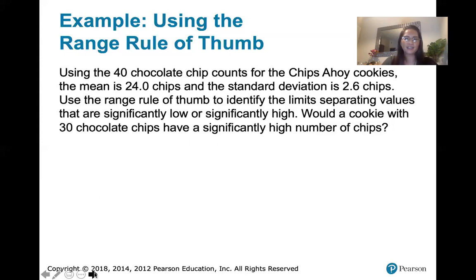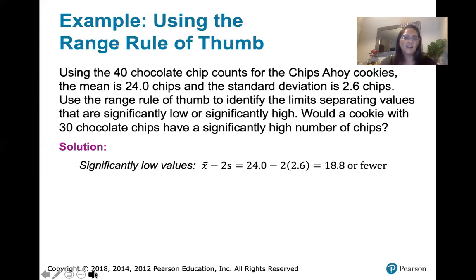This is pretty easy to calculate. We just need to look at the mean plus 2 standard deviations and the mean minus 2 standard deviations. So to get the significantly low values, we calculate the mean minus 2 standard deviations. The mean was 24 chips, and we're subtracting 2 times that 2.6 chips, our standard deviation. So that is 18.8 chips. So chocolate chip cookies that have a significantly low number of chips have 18.8 chips or less. Obviously, you can't have 0.8 of a chip. I don't know how we would measure 80% of a chip, but you get the idea.